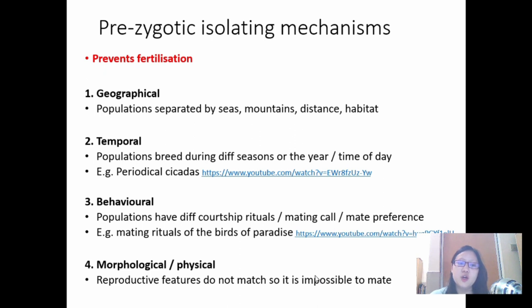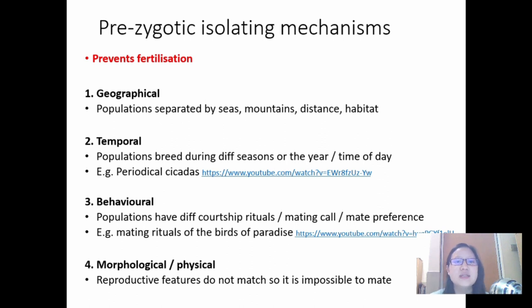Number four, it could be a morphological or physical isolating mechanism. So reproductive features don't even match, so it's impossible to mate. We are talking about reproductive structures, organs, if you may. Think of an elephant. Can it mate with a small mouse? And the answer is no, because the size cannot, okay? It just cannot. So it's impossible to fit. It's not even compatible. So yeah, these are four isolating mechanisms that are pre-zygotic.